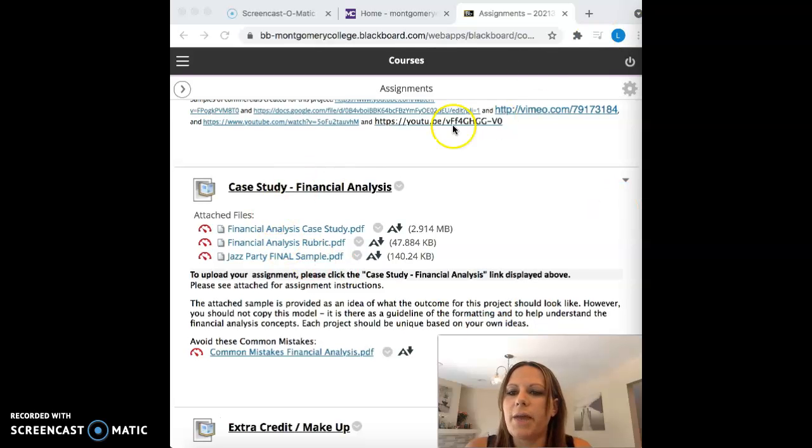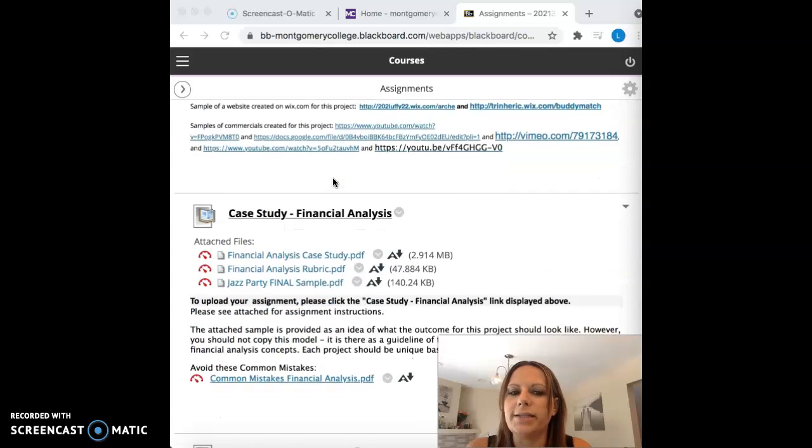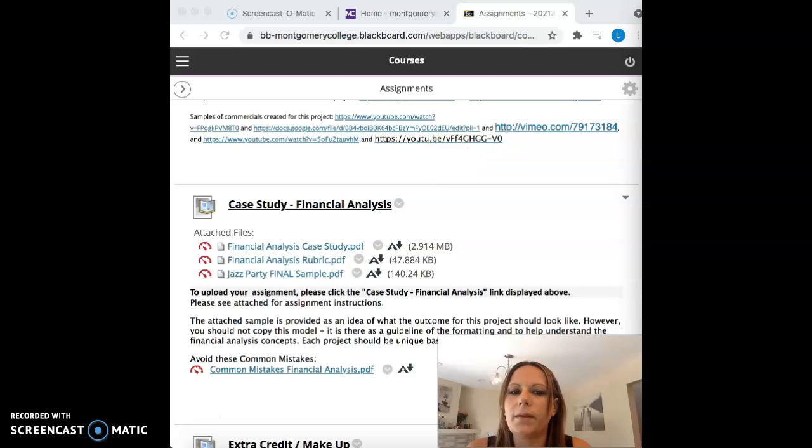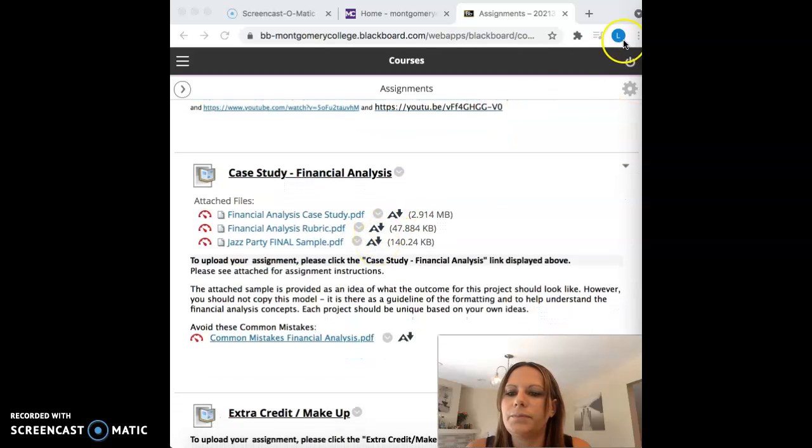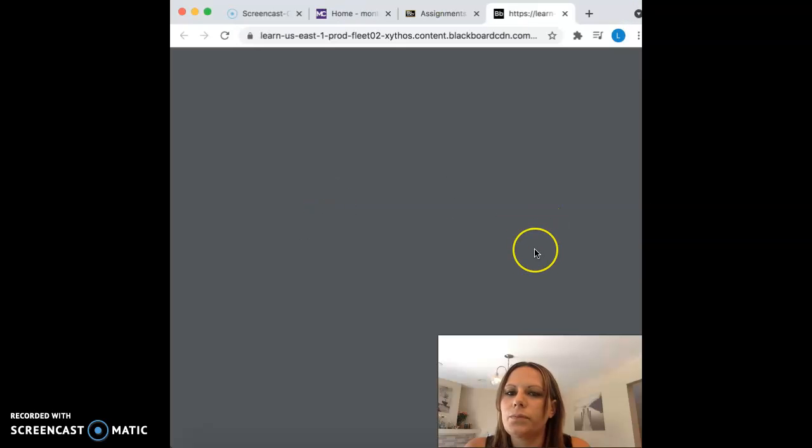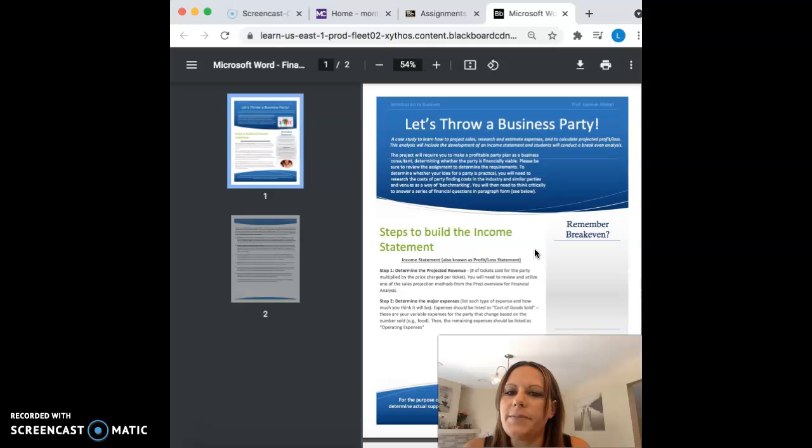As you can see, again, we're going to go to the assignments tab on the left-hand side and scroll down to the case study assignment. You need to make sure you review the income statement and break even. These are large concepts that we need to make sure you're able to do, and that's part of the assignment.